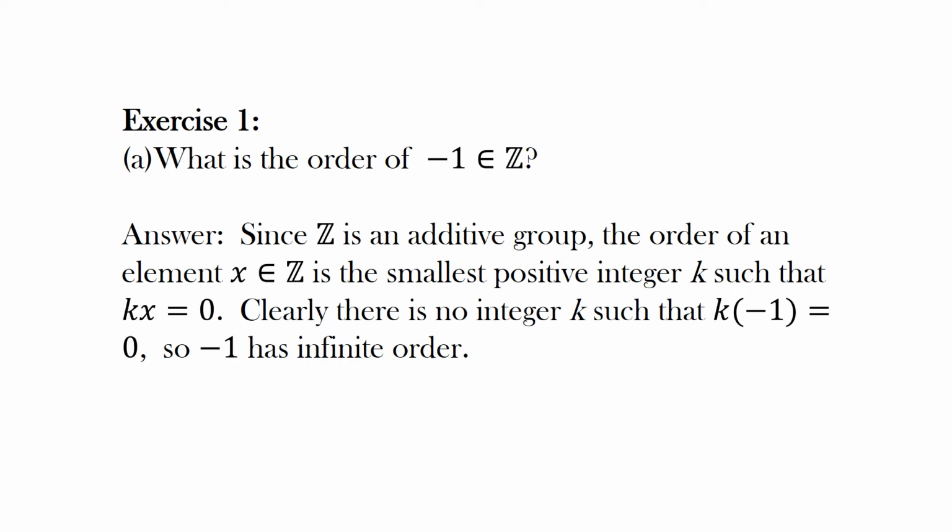So I want to find the smallest positive integer k such that k times x is 0. Well, when I'm interested in the order of -1, I would need a positive integer k so that k times -1 is 0. Clearly, there is no such positive integer, and therefore we conclude that -1 has infinite order in this group.